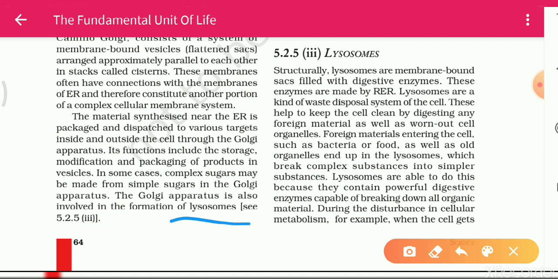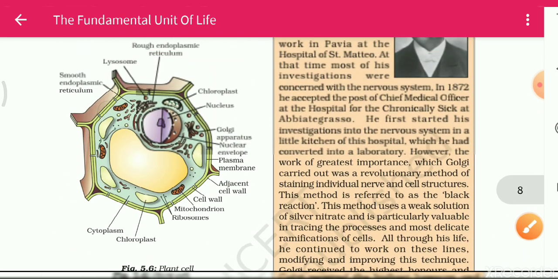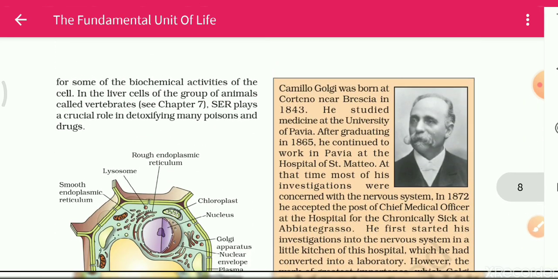Okay, let's proceed to another paragraph. See here, some things are written about Camillo Golgi. You can study them by yourself. Details are given here about Camillo Golgi.